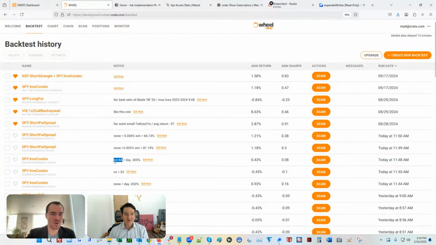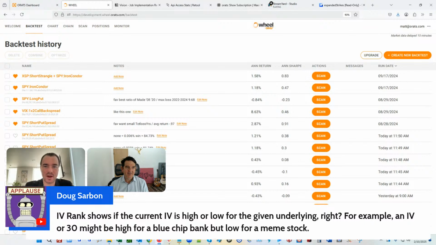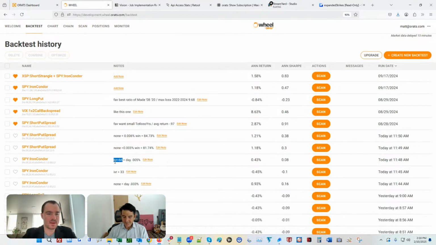I want to answer a question we just got from our viewer. They asked if IV rank shows if the current IV is high or low for the given underlying. For example, an IV of 30 might be high for a blue chip stock, but low for a meme stock. And so, yes, that's correct. The IV rank compares it to the underlying itself. So it's a great way to normalize and standardize the back test for different types of stocks. So you could run the same back test with the IV rank of 66 for a meme stock, right?